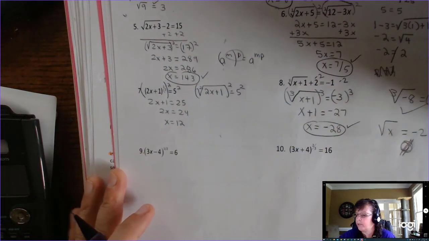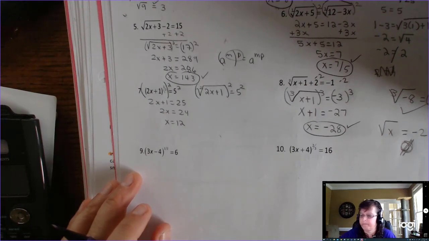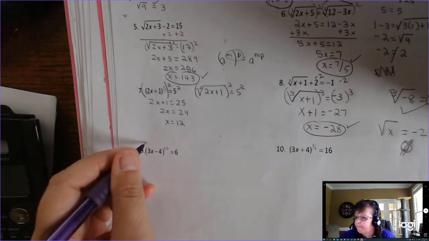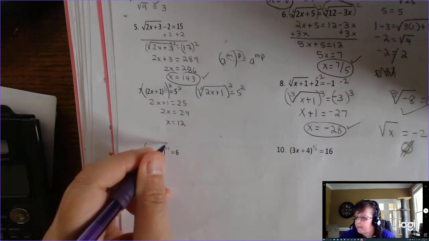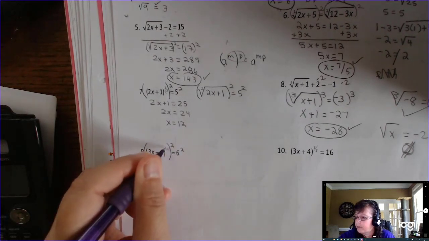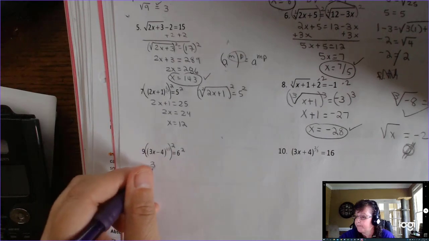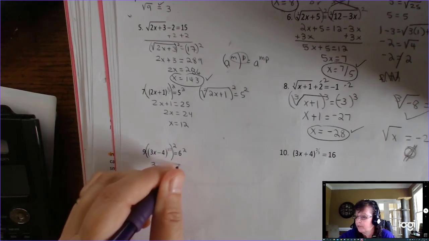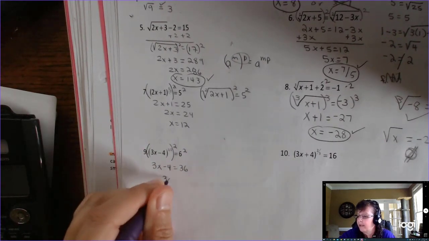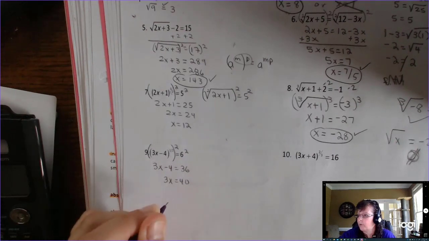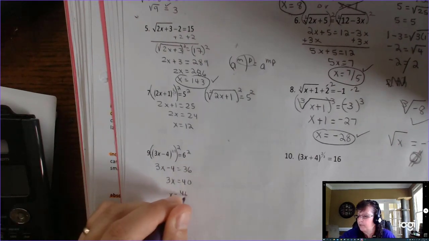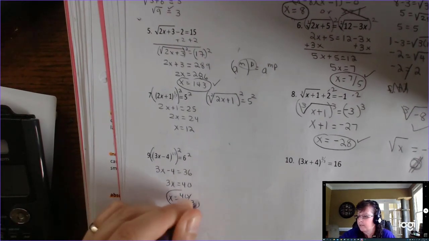Alright, so you may want to try number 9 on your own. You're going to square both sides because that's a 1/2, so we can get rid of that 1/2 by squaring. So 3x minus 4 equals 36. Add 4 and you get 3x equals 40. Divide by 3 and you get 40/3.